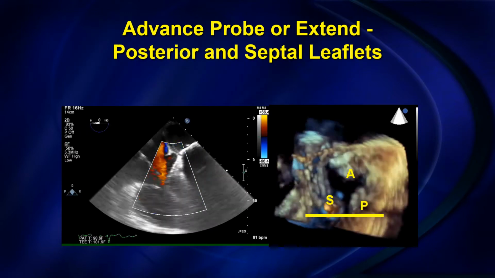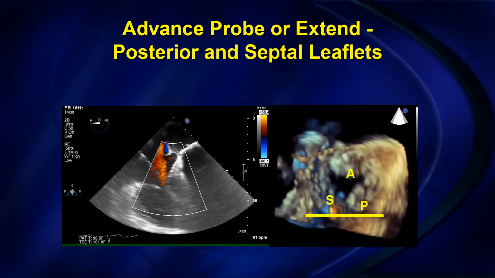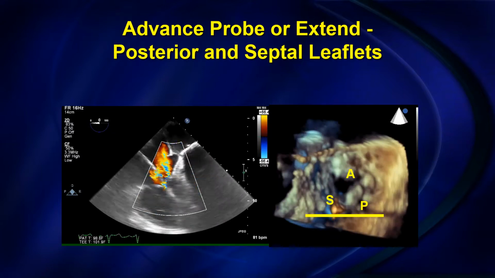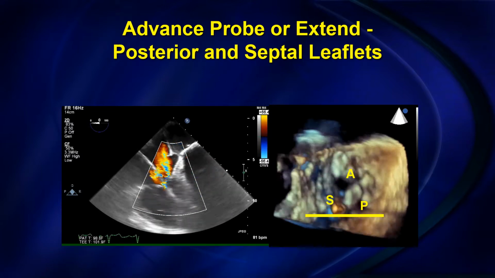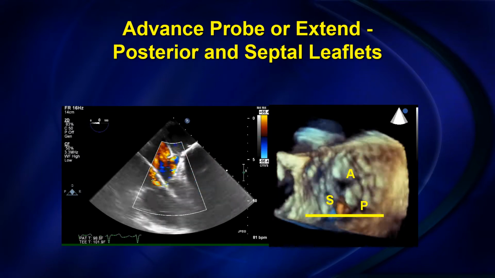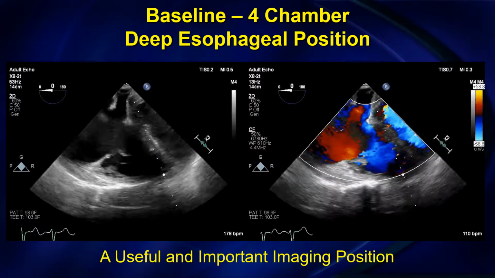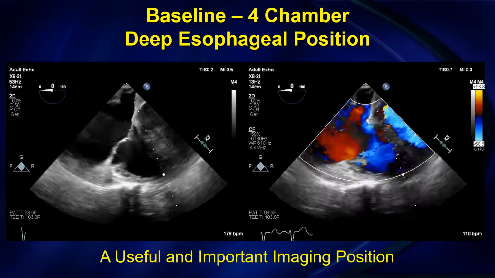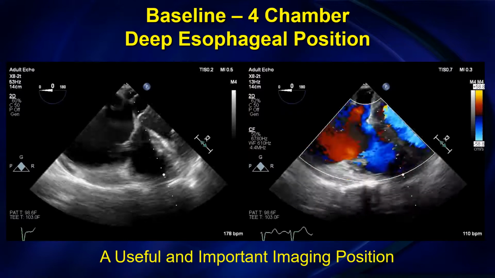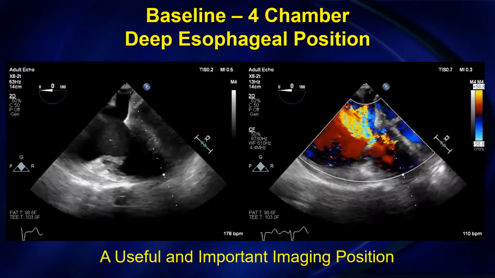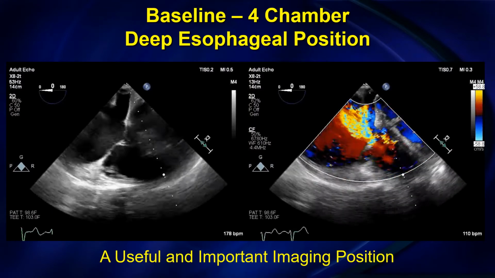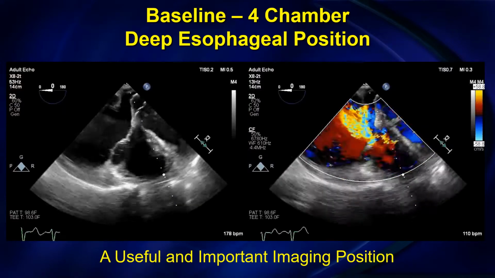If the probe is advanced a little further into the esophagus or extended, this will show us the septal and posterior leaflets. Often a hint of the coronary sinus ostium is visualized. If the leaflets are not well visualized from the mid-esophageal position, sometimes advancing the probe into the deep esophageal window will yield better visualization of the leaflets. The atrial septum will be taken out of play in this view.